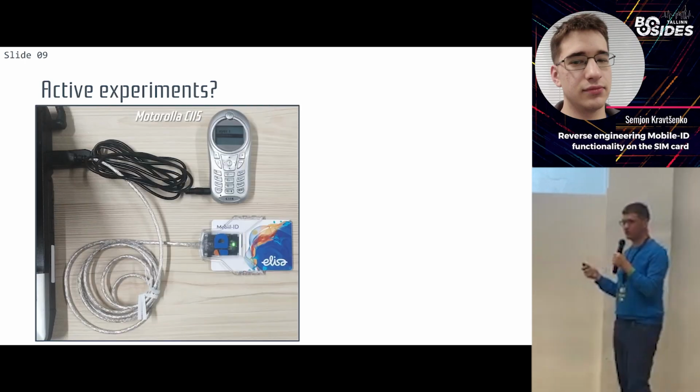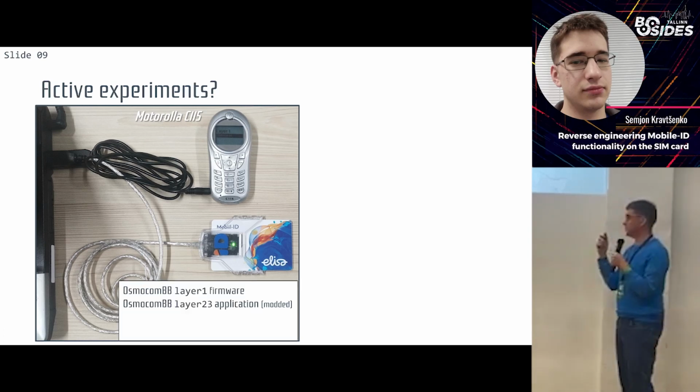And the focal point of this picture is this phone on the top. It's called Motorola C115. And the special thing about this phone is that it is fully programmable. So I can receive and send from it any data that I want. It runs layer 1 firmware. And to control this phone, I need an application called layer 2.3 that must be running on my laptop.